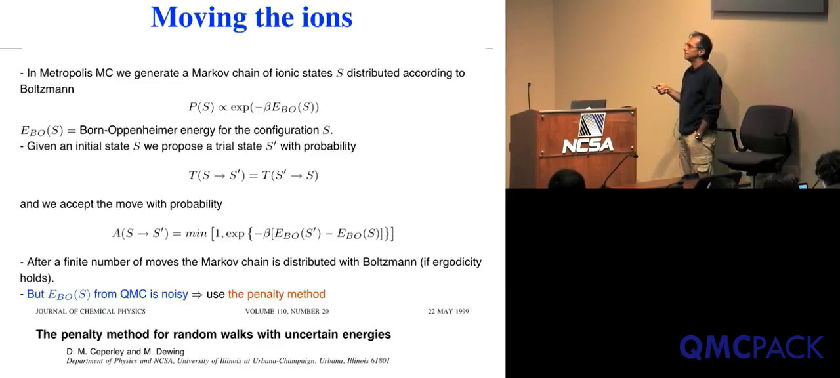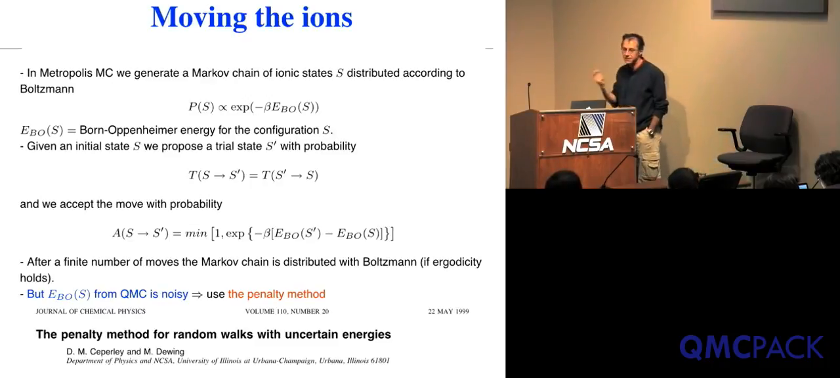Now, in the penalty method, the Born-Oppenheimer energy comes from a quantum Monte Carlo calculation. And you have noise, because it's a statistical calculation.